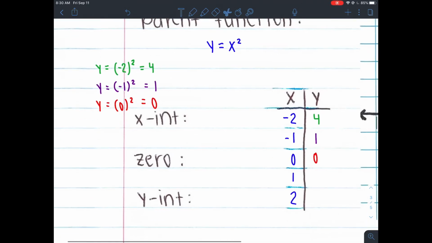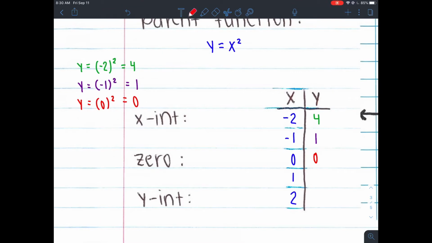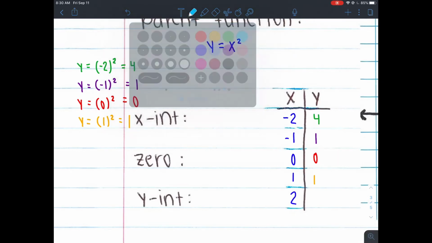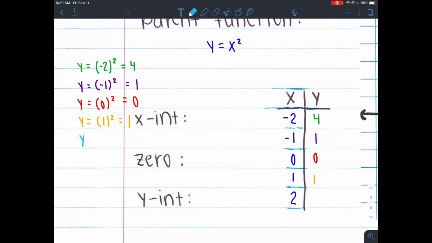Okay, so I keep going, right? I'm going for all the x values that I'm given because I need to find the y value that corresponds to each. The next value is 1. It wants me to plug in a 1 for my x. So I'm going to do 1 squared. Well, 1 times 1 is +1. And then lastly, I have y equals 2 squared. Well, 2 squared is going to give me +4.